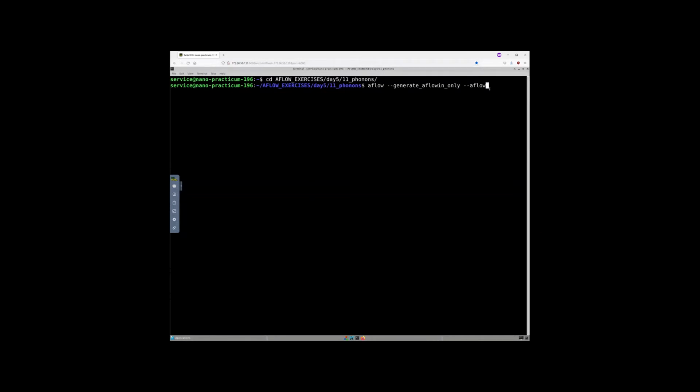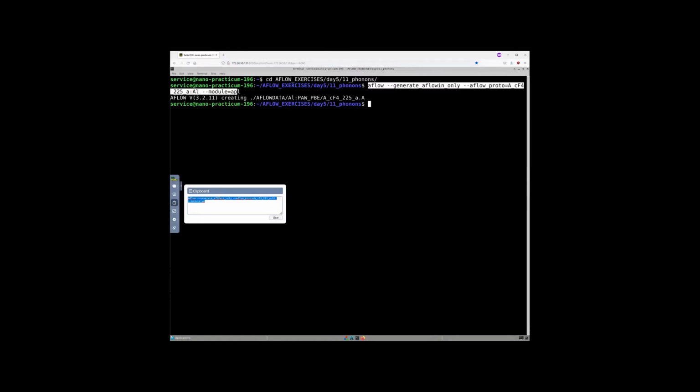Let me move my Zoom stuff over real quick. So AFLOW proto, and the prototype, we just want aluminum's CF4 225A aluminum, and then module equals APL. Let me post that in the chat. This is the one, and it creates an AFLOW in file.